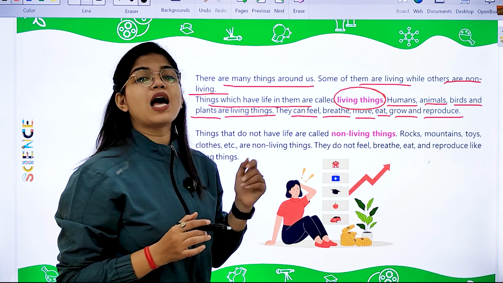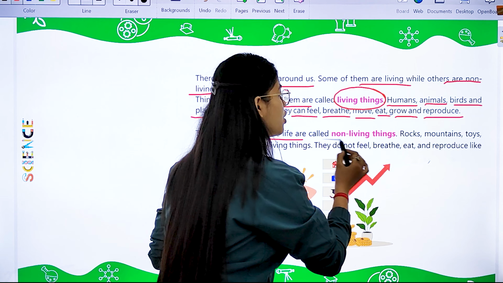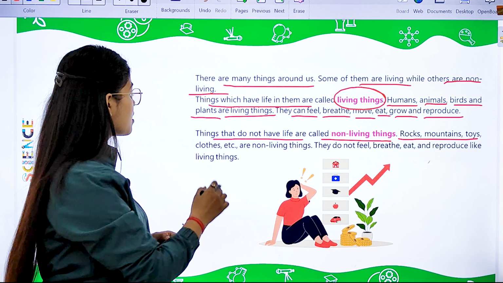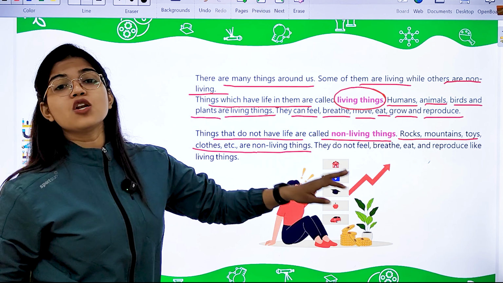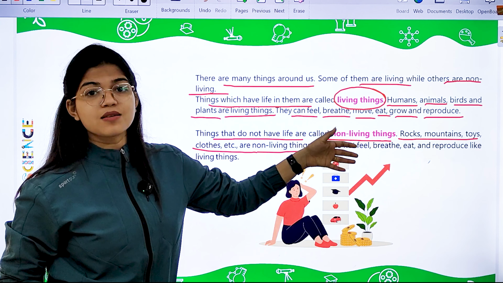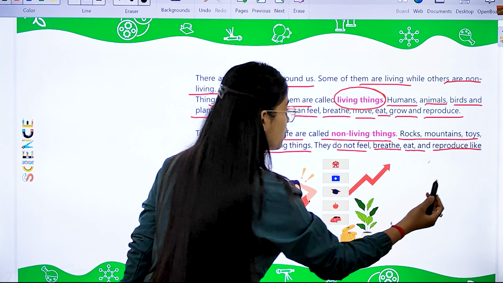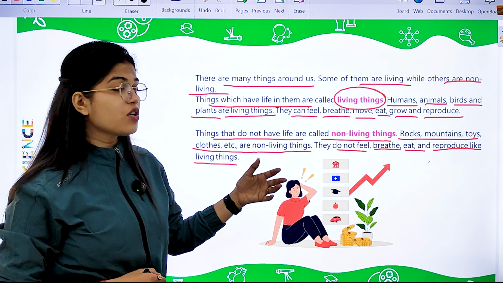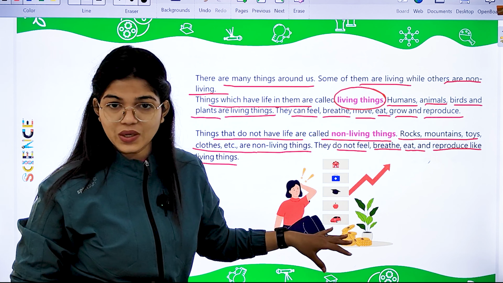But on the other hand, the things that do not have life, they are called non-living things. Example, rocks, mountains, toys, clothes, etc. They all are non-living things. They cannot carry out any of the processes which the living organisms can. Like they do not feel, breathe, eat, reproduce like living things. And this is what actually makes the difference between living and non-living. These life processes only. Okay.